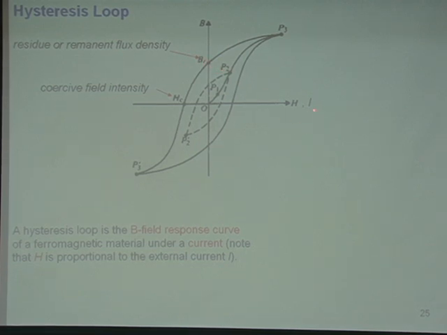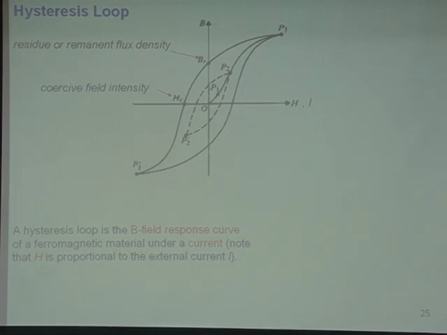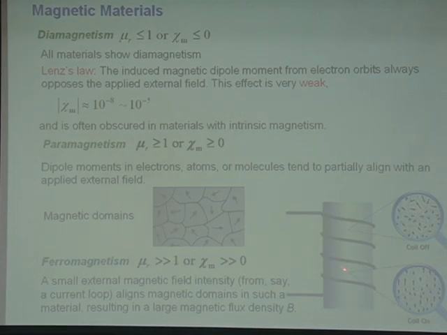Unless you reverse the current to some value, and then you can cancel out the magnetic field, because if you reverse the direction of the current, then you try to rotate this domain, some of them, in the reverse direction. Therefore, you can cancel out the magnetic field generated from this external current, and the residual magnetic field inside this material.